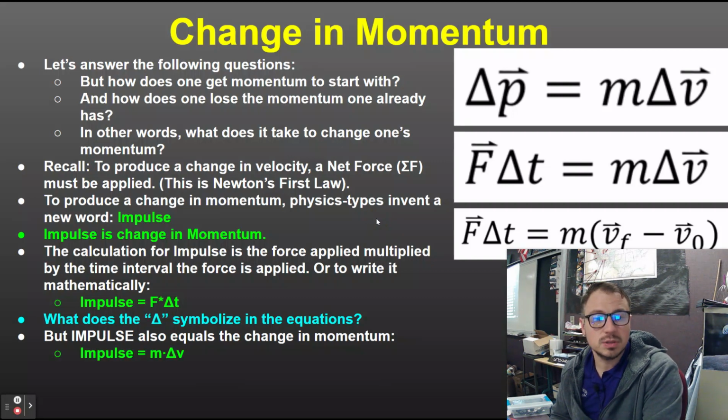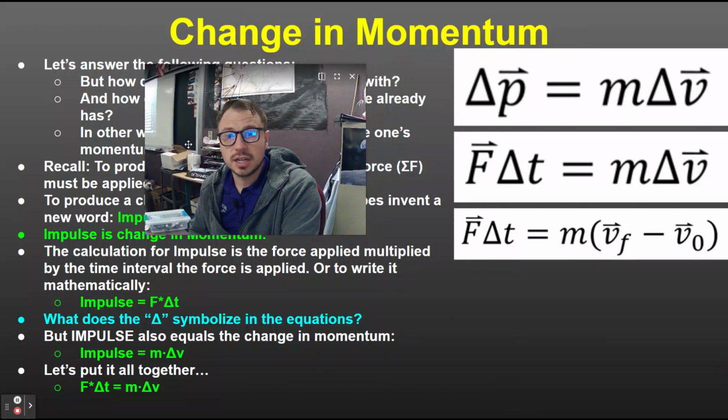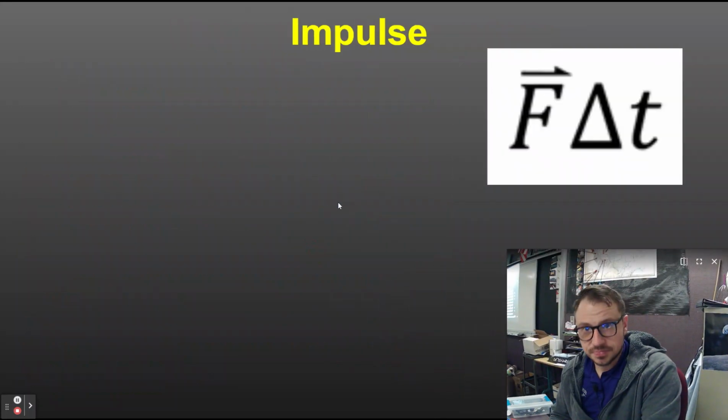Now, impulse also equals change in momentum. So we know impulse equals mass times change in velocity. So if we put it all together, the force times the time interval equals the mass times the change in velocity. So these are all the same equations. Change of momentum: if you change your velocity, the momentum changes. Change of momentum is impulse. Impulse is force times the time interval. And the last one, I just expanded out the change in velocity: final velocity minus initial velocity.